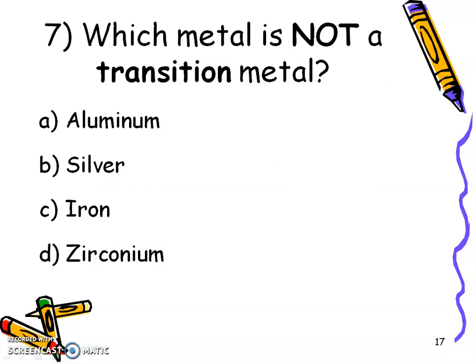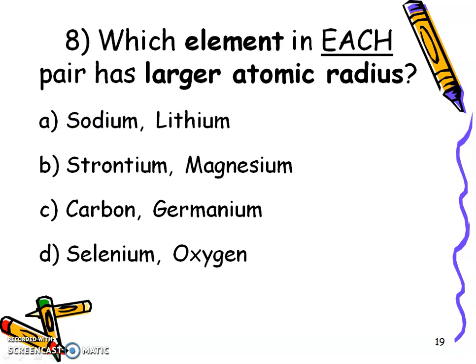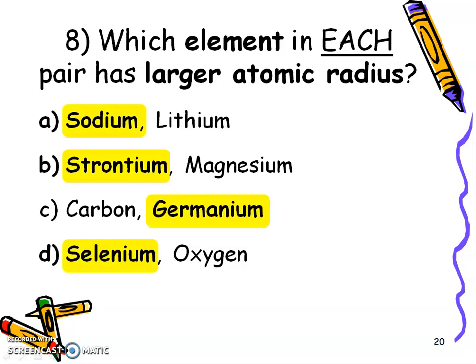Number 7. This is your multiple choice. Answer is A. Number 8, now you are choosing. So you are looking at sodium and lithium, finding them both on your periodic table, and choosing which of these elements has the larger atomic radius according to the atomic radius trend. Here are your answers.